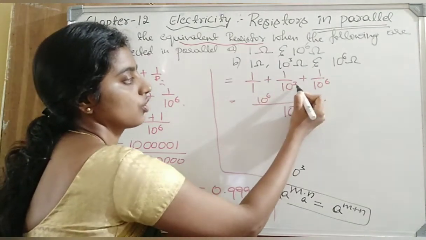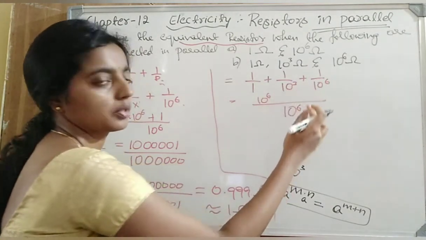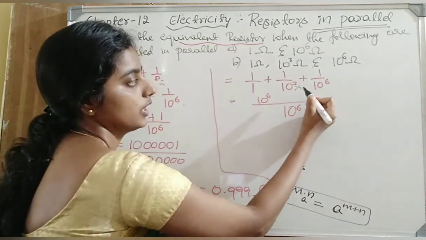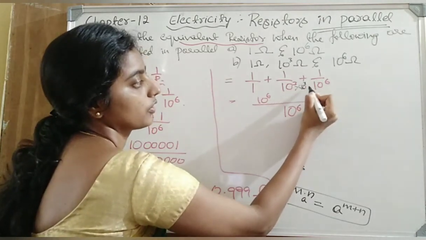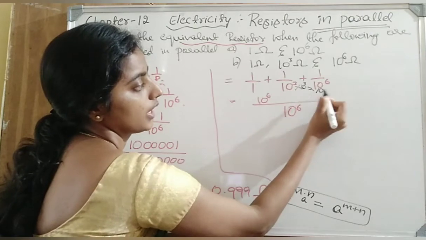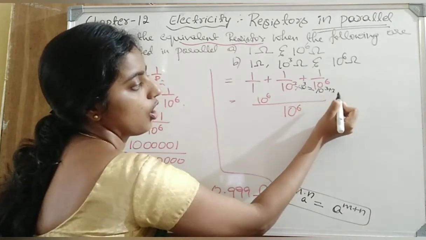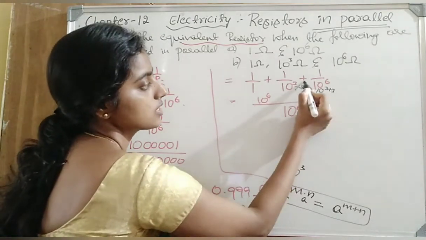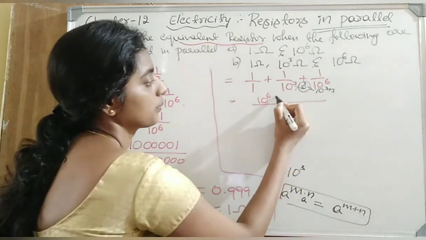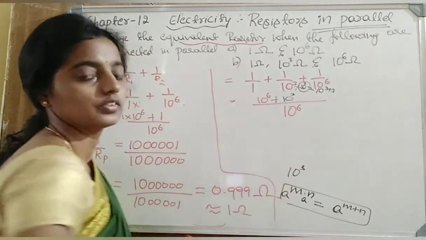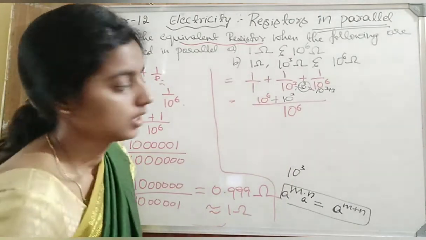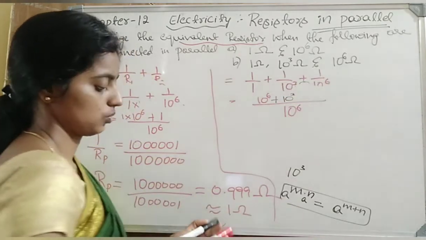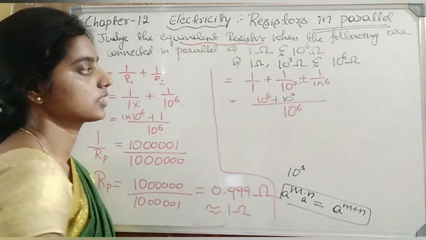So here we should not take 10 to the power 3 into 10 to the power 2 so that we'll get 10 to the power 6. What happens? 10 to the power 3 into 10 to the power 3 equals what? 10 to the power 3 plus 3, how much will we get? 6, right? So remember this key point, make a note somewhere in the notes. So next is 10 to the power 6.